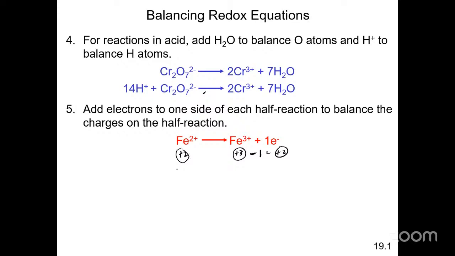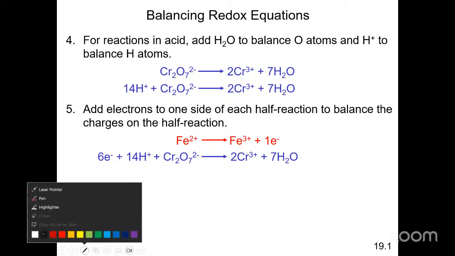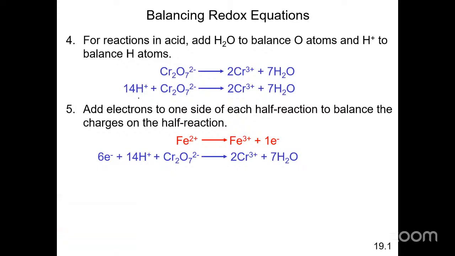Now, in the case of the second half equation, let me go back up here. This is before you add the electrons. So what you do is find the total charge on each side. Here, you have 14 plus charges, plus 14, and then you have -2, -2. So the total charge on this side would be +12. Over here, you have 2 times +3, which is +6. And of course, water is neutral, so water does not contribute any charge to that side.